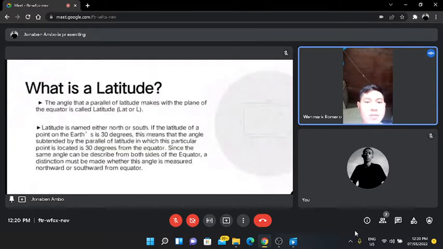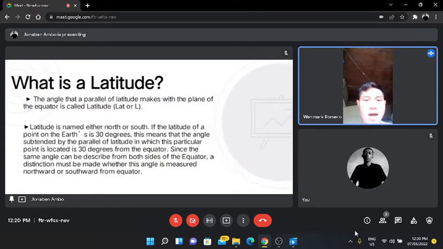What is latitude? The angle that a parallel of latitude makes with the plane of the equator is called latitude, lat or L. Latitude is named either north or south.